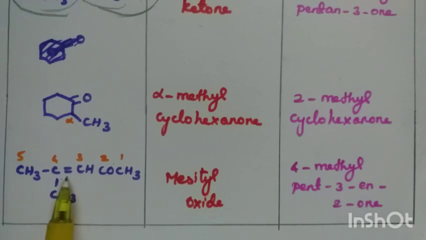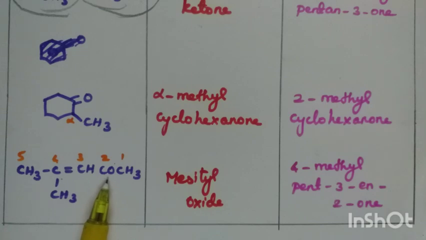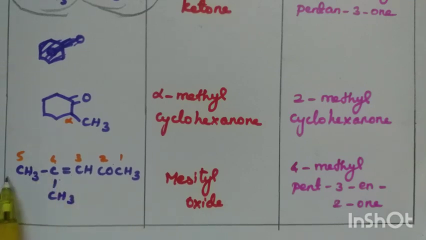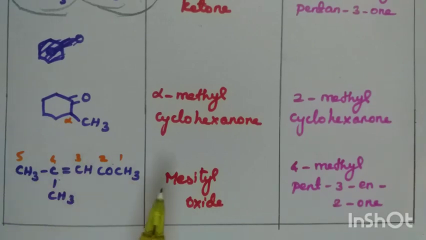And the next is CH3, C-CH3, double bond CH. Totally, a double bond is also one functional group, and ketone is also a functional group. We have to give first preference to ketone. So 1, 2, 3, 4, 5. This is called mesityl oxide. Commonly it is called mesityl oxide. You have to study this name.